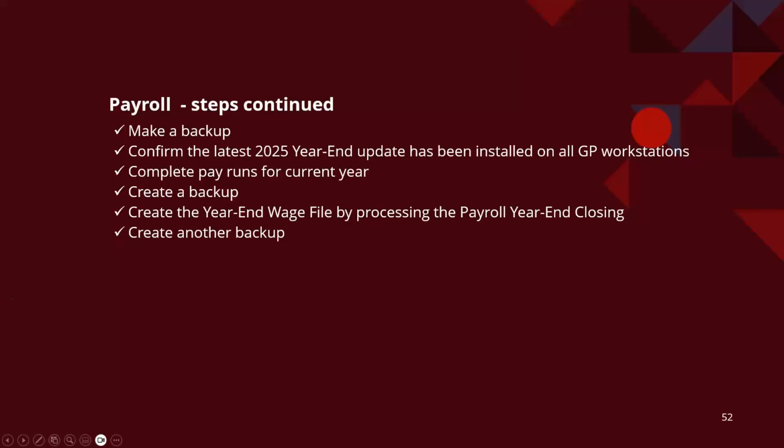Complete all the pay runs for the current year. Once you're done with all pay runs for the current year, create another backup. Create the year-end wage file by processing the payroll year-end closing, and then create another backup.